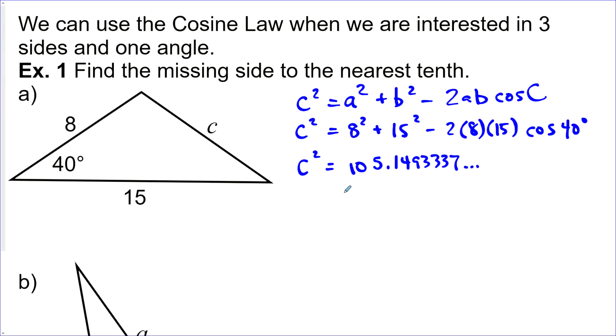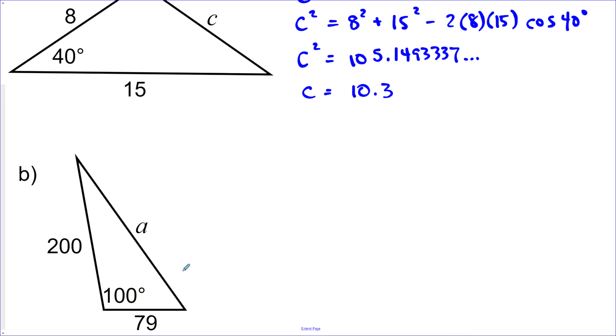So take the square root of both sides, and we get that C is equal to 10.3. There's no units in this question, so we'll just leave it as 10.3. The next one has angle A, and it's missing side A.